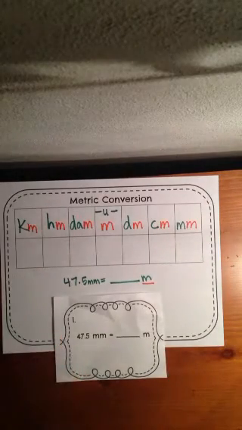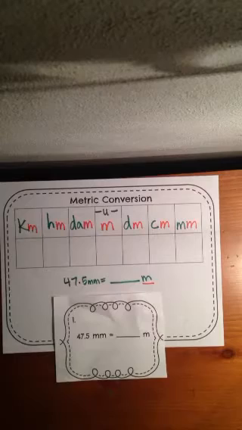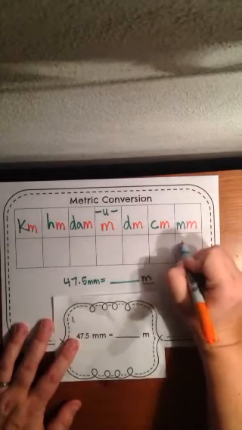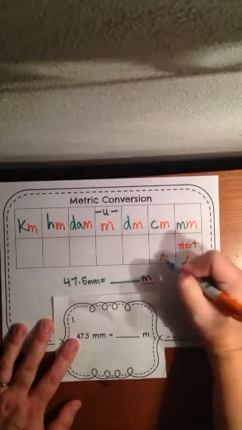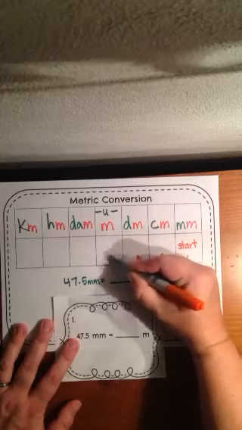To go from 47 and 5/10 millimeters equals how many meters? Well, first of all, our problem starts us here at millimeters. We're going to start at millimeters, and we're going to make our way to meters, meters being the base unit.